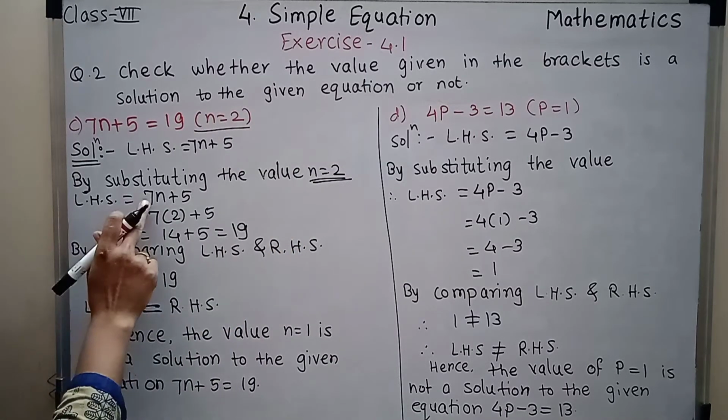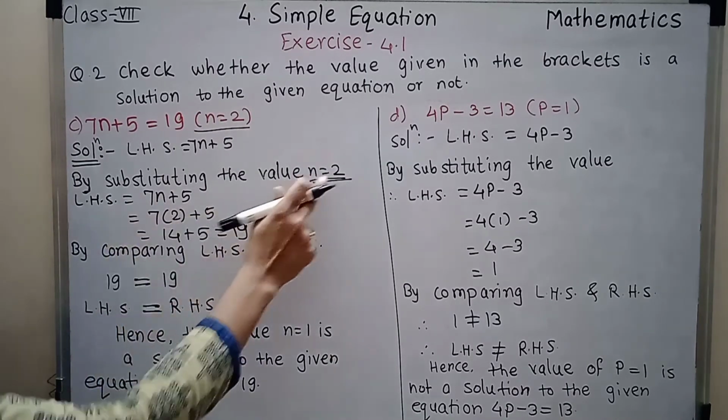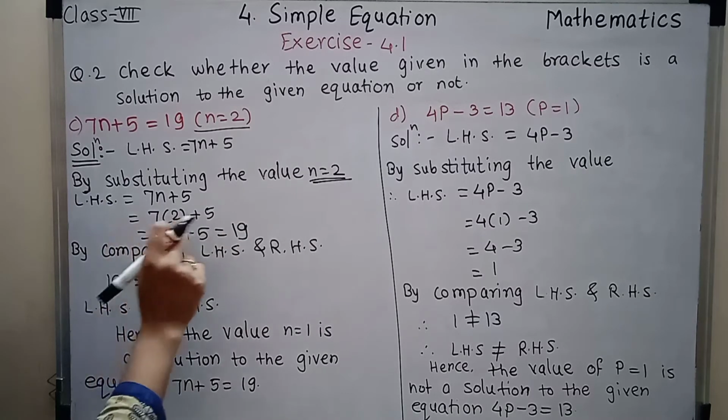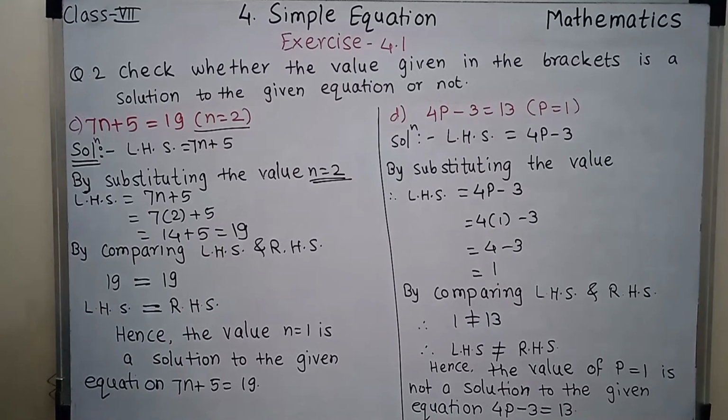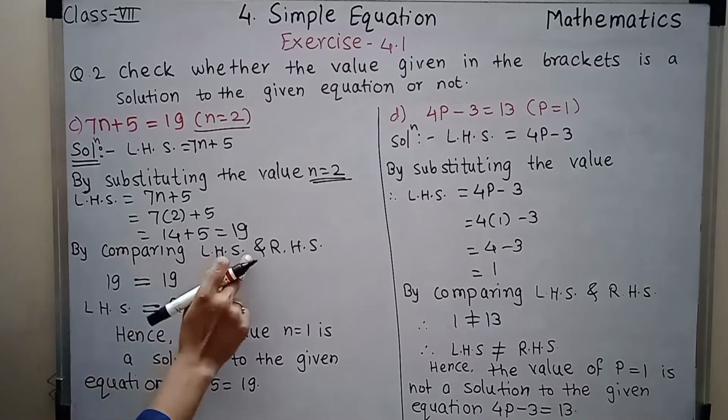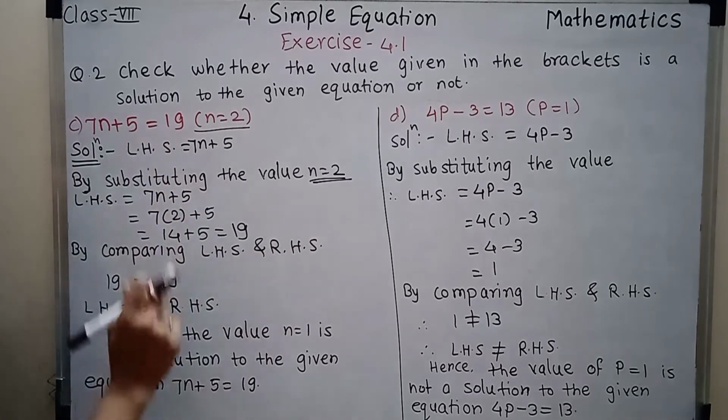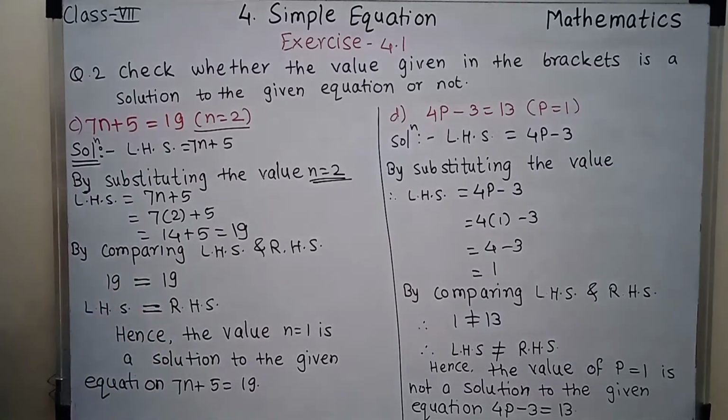So LHS is 7n plus 5. 7 into n, put 2 in place of n. So what do we get, 7 into 2 plus 5. 7 2s are 14 plus 5, that is 19. By comparing LHS and RHS, RHS is also given as 19. So 19 equal to 19. LHS equal to RHS, yes, and hence the value n equal to 2 is a solution to the given equation 7n plus 5 equal to 19.